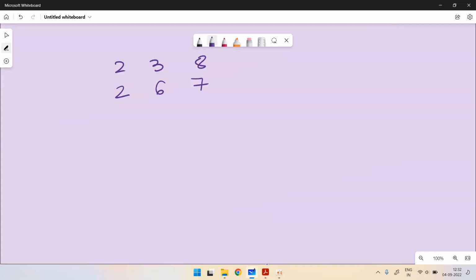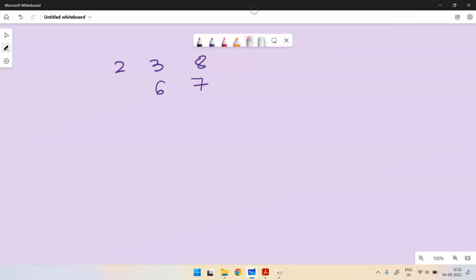4, 6, 7. Sorry, yes, 4, 6, 7. This is x plus y equal to, x plus y equal to. Now you need to find it using the elimination method.